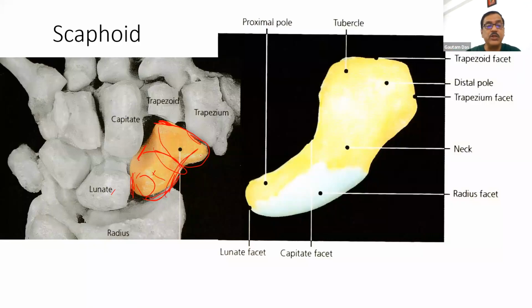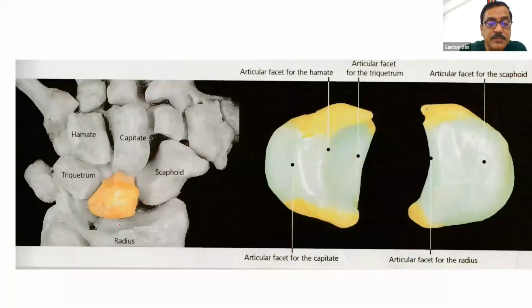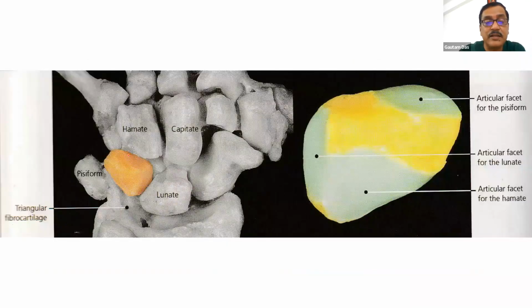Then comes the lunate. With which is it articulating? It is articulating with the radius proximally. It is articulating with the scaphoid, capitate, a little bit of hamate as well, and triquetrum. Then the pisiform. This pisiform bone is dissected out a little bit on the lateral side. So the pisiform is articulating with the triquetrum. Oh, sorry, this is the triquetrum. So the triquetrum is articulating with the hamate, lunate, and a little bit of capitate as well. And then the pisiform. The pisiform is articulating only with the triquetrum, not with the other carpal bones.